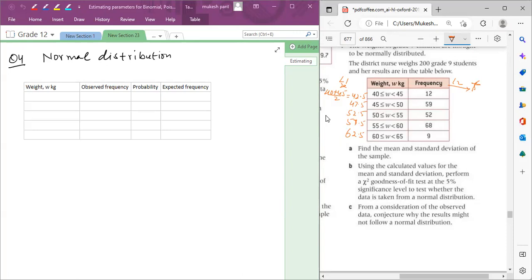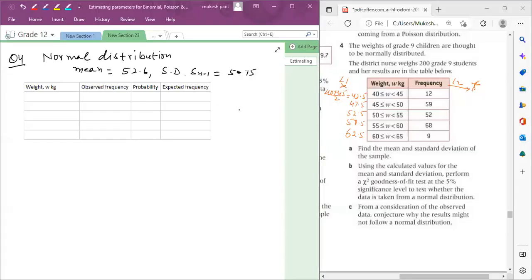Once you find the mean and standard deviation, you need to note them down here. You can see the mean is 52.51 and the standard deviation is 5.15. This is the unbiased standard deviation. So you have to make a table for this one.